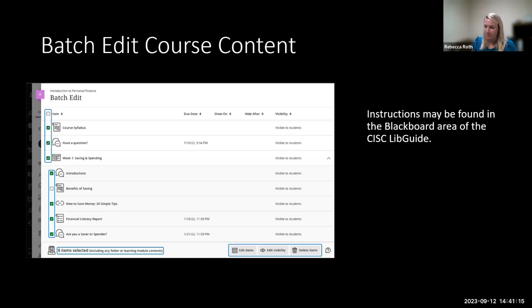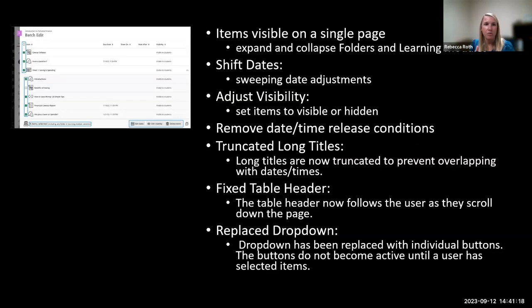Also, within the batch edit, there is a lot better visibility than what it had in the past. So now you can see most of your items on a single page. You can do the sweeping date adjustment, same with the visibility, the release conditions, and the truncated titles. Before they were overlapping with the dates and times, now they don't. And of course, we have the drop down so that you can drill down into those individual items or just work with one whole folder or module.